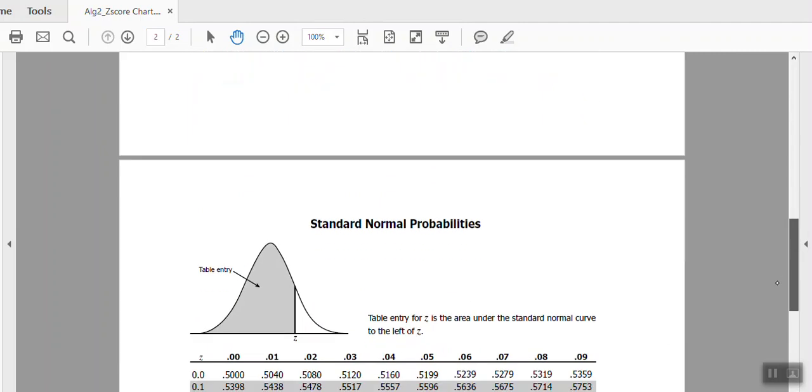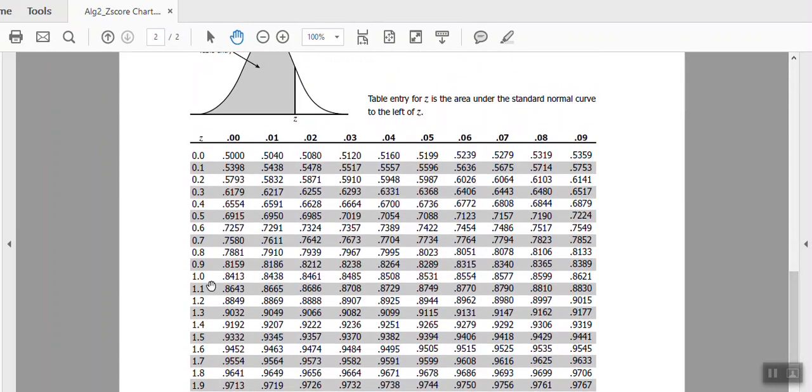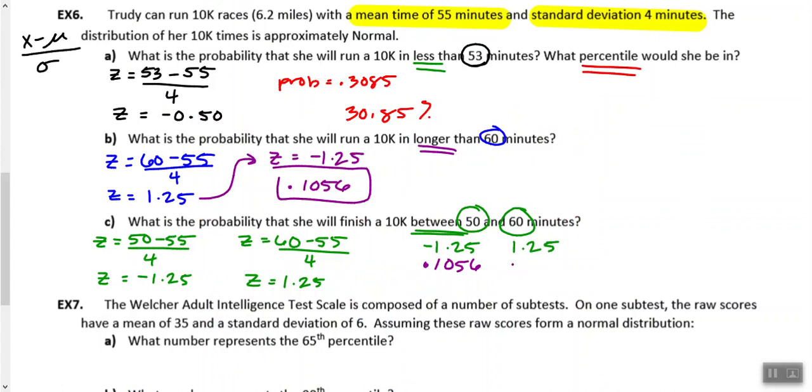So let's go to our positive 1.25. Here's positive 1.2 over to the 5, and we get 0.8944. Now, in order to figure out in between, we just subtract our two probabilities. So 0.8944 minus 0.1056. We go to our calculator, type that in, and we get 0.7888 as our probability of falling in between those two times.